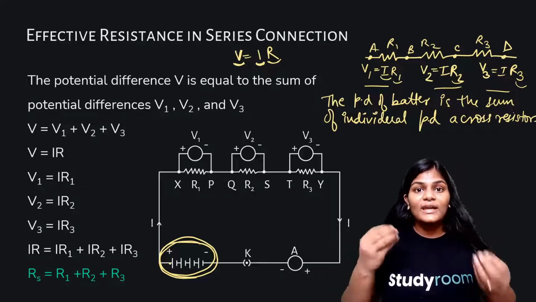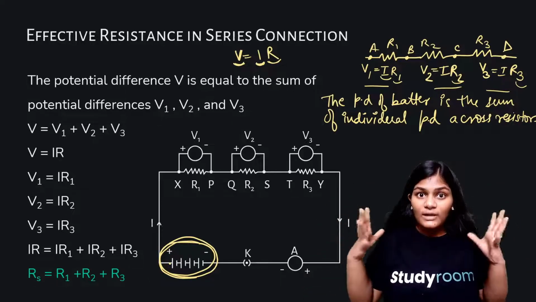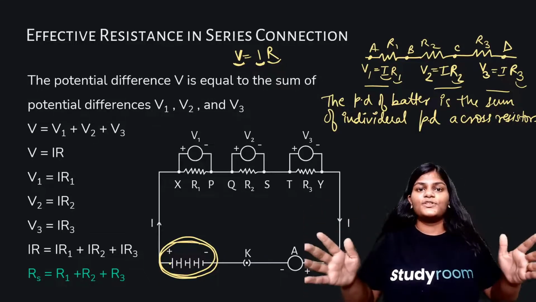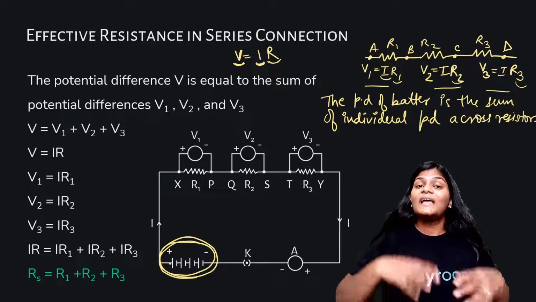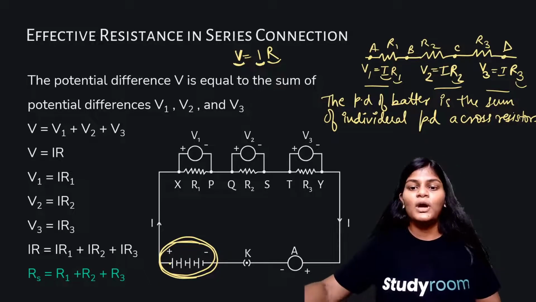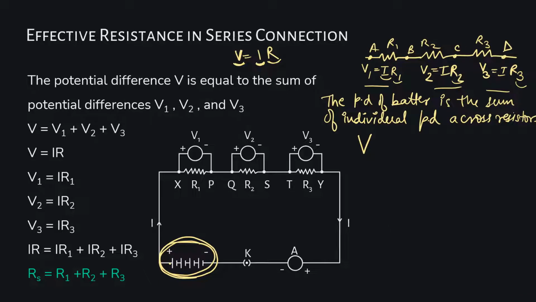Because where is the potential difference coming from? How is there a potential difference across the resistors? Because the battery is providing and maintaining a potential difference, right? And that potential difference, which is say 10 volts, 20 volts, whatever it is, we're just calling it capital V. That potential difference is what is distributed among the 3 resistors. So basically this capital V, the total potential difference of the battery, is V1 plus V2 plus V3.